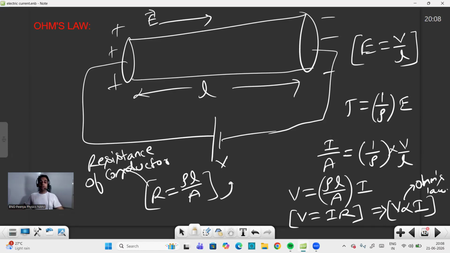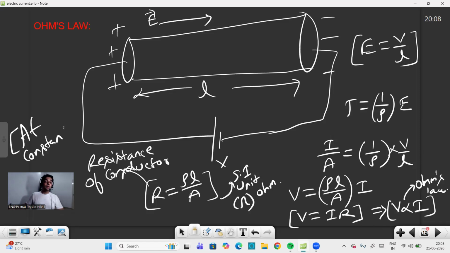And its SI unit is what? The SI unit of resistance is the ohm. Correct? So I hope all of you understood what Ohm's law is. And this law is valid at constant temperature. So this is Ohm's law.